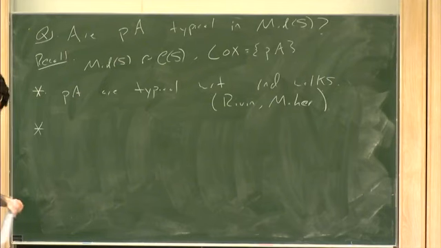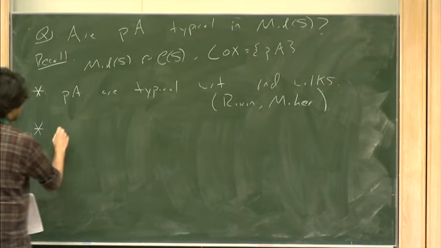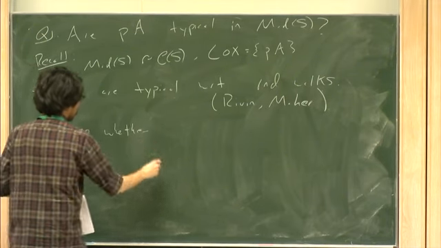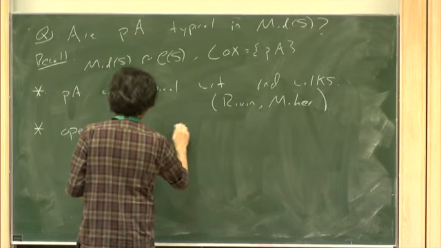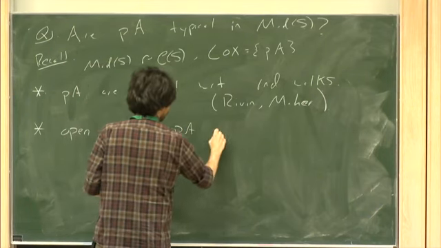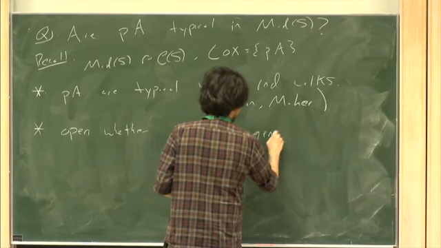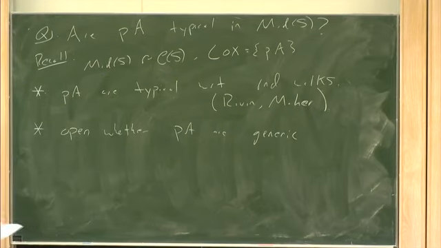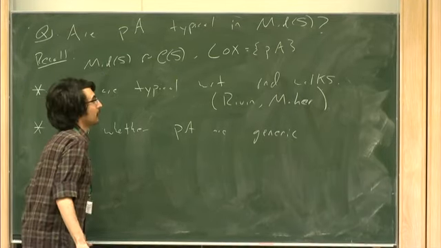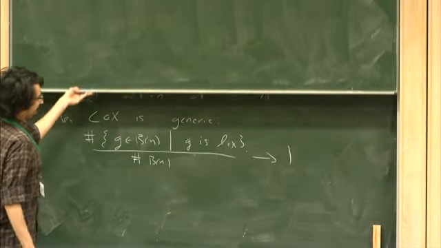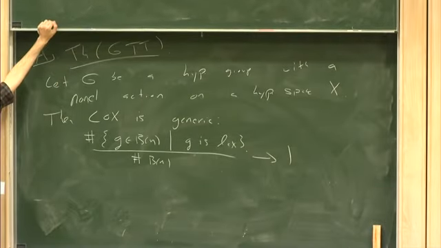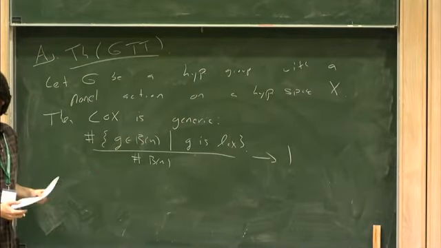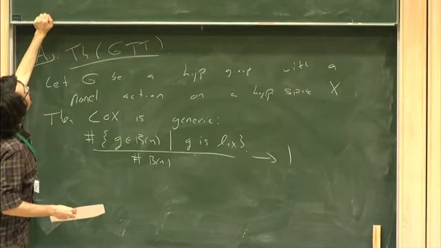But it's still open whether pseudo-Anosovs are generic. It's still open. The main theorem that I covered up doesn't apply, because the mapping class group is not hyperbolic. So that's sad.